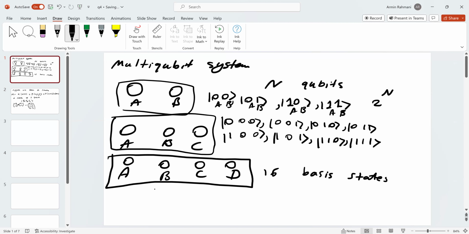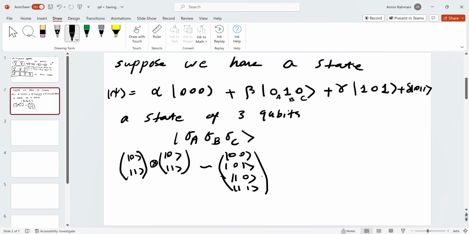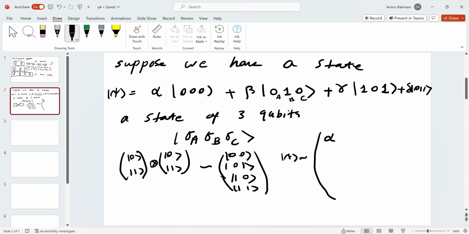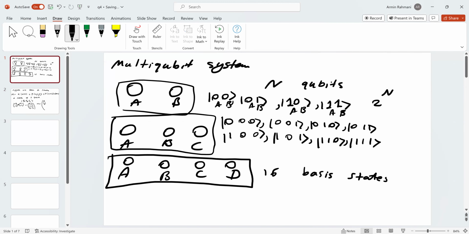So this psi can be represented as, so I have an alpha here. The next one, so what is 010? Where does that go? 010 is the third one. So there's going to be a beta here for the third one. 101, what is that? It's number 5, right? Sorry, number 6. I have 1, 2, 3, 4, 5, 6.